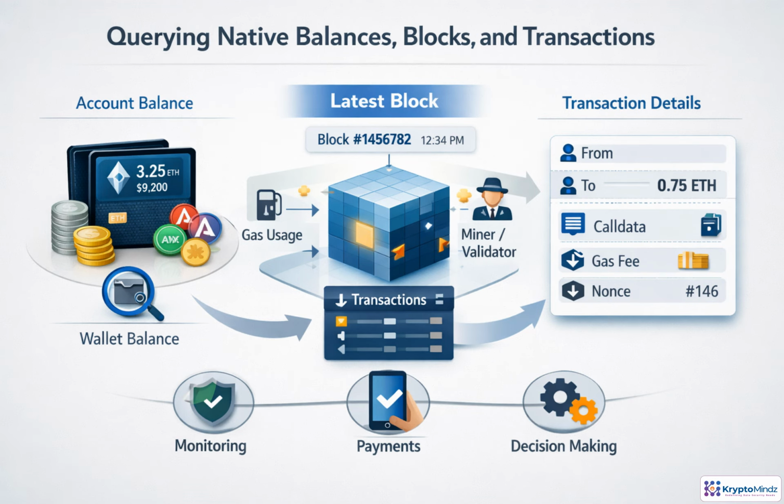Native chain reads answer the first operational questions an agent has. Does this wallet have enough base asset to act? What is the newest block, and what does it say about timing, gas usage, and included transactions? If a payment or action occurred, the transaction hash lets the agent inspect sender, recipient, value, call data, gas settings, and nonce. Together, these reads support monitoring, payment verification, and decisions about when it is safe to proceed.